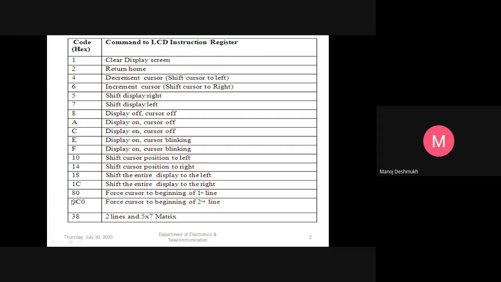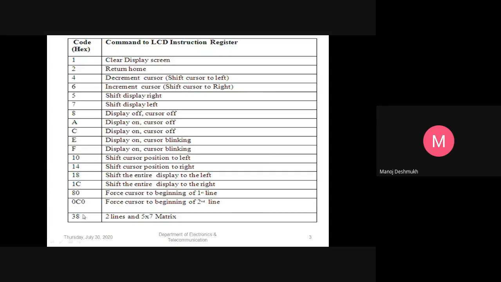And see here, 80 forces the cursor to the beginning of the first line. So it is the address for the first position of the first row, and for the second row it is C0. So C0 is the beginning address of the second line: first line 80, second line C0.